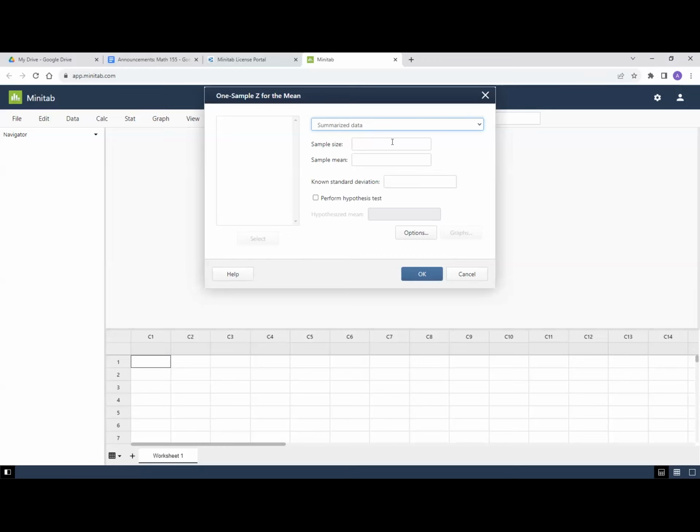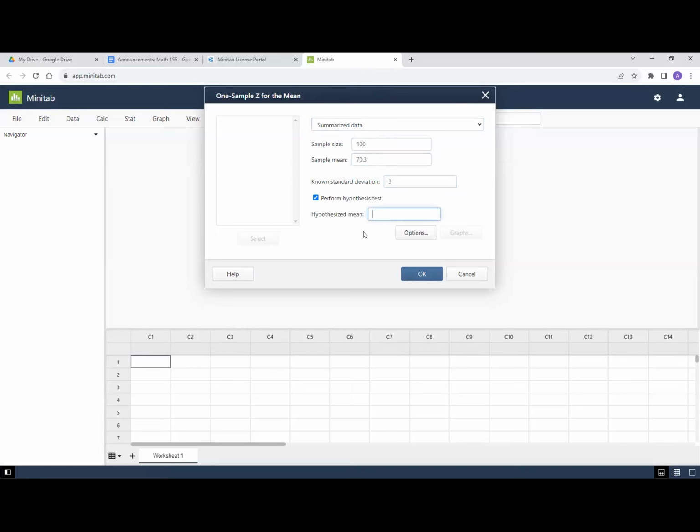Next, we're going to go to Sample size. And well, it's good that I wrote this down, right? My sample size is 100 in this example. Okay. The sample mean is the sample mean I just wrote down, 70.3. The known standard deviation is the sigma, right? So it's what we know before we do the experiment. Sigma's 3. I'm going to click this little box that says Perform hypothesis test just to tell Minitab, hey, we're doing a hypothesis test now.